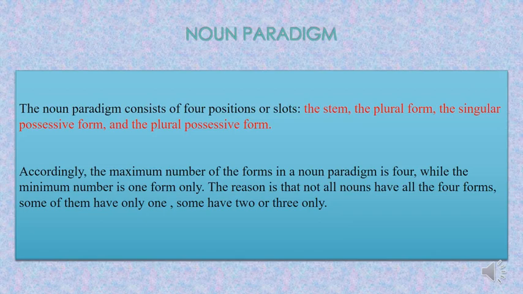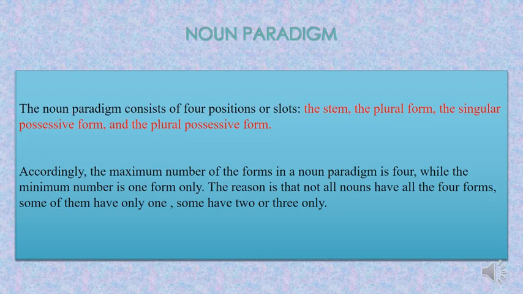Today we are going to talk about the noun paradigm. We've said that the noun paradigm consists of 4 positions or slots. The first one is the stem, the second is the plural form, the third is the singular possessive form, and the last one is the plural possessive form.